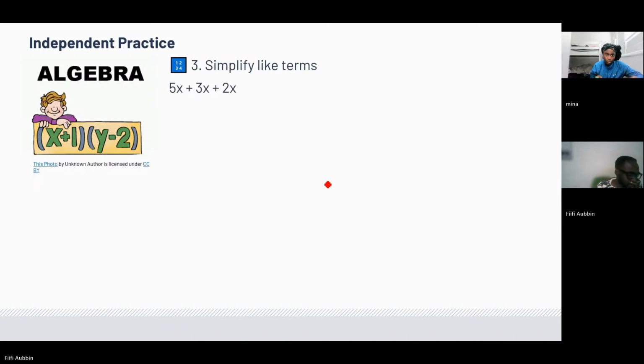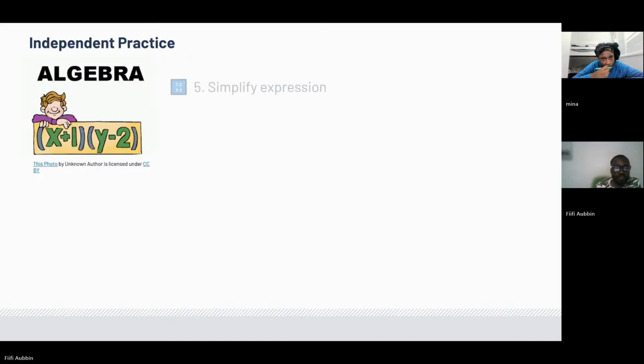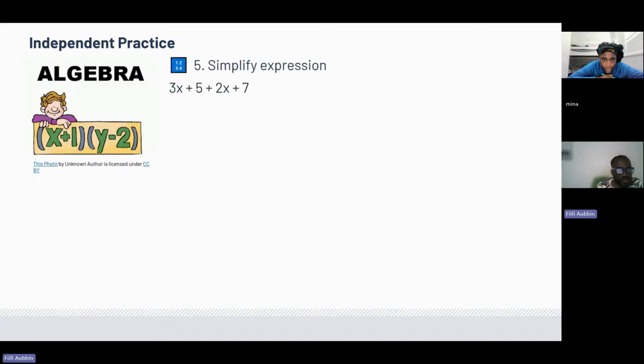Simplify the like terms. 10x. 10x, okay. Oh, hold on, let me write it down. So that's 10x. 4a plus 6a plus a. 11a. That is it. Well done. Three x plus 5 plus 2x plus 7. 5x plus 12. So how did you go about it?